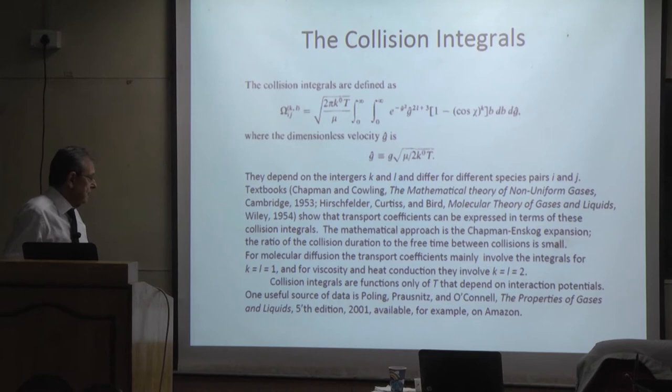If you really want to get specific values for transport properties, then they're available in places like, for example, the latest edition of The Properties of Gases and Liquids. The fifth edition is available online from Amazon. But basically, it's using this kind of a thing.